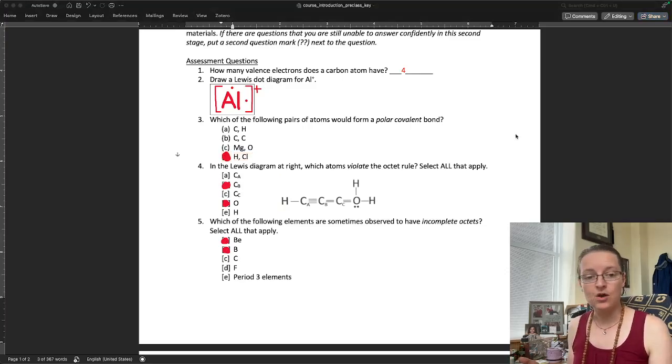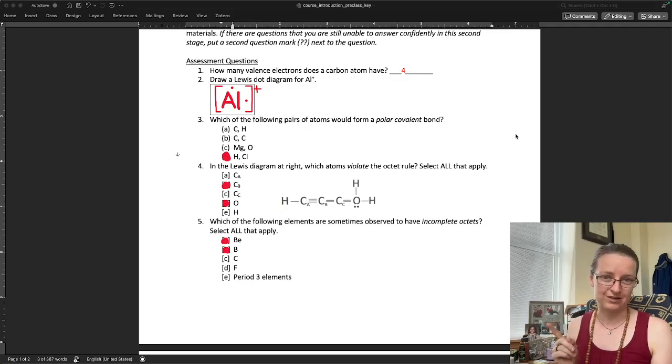For problem 2, we're asked to draw a Lewis dot diagram for an aluminum plus. Now that plus sign means that aluminum has a positive charge. In other words, it has fewer electrons compared to a neutral atom. And the fact that it just has a positive instead of a 2 plus or a 3 plus tells us that it's missing 1 and exactly 1 electron.